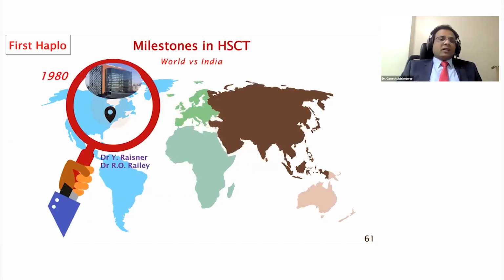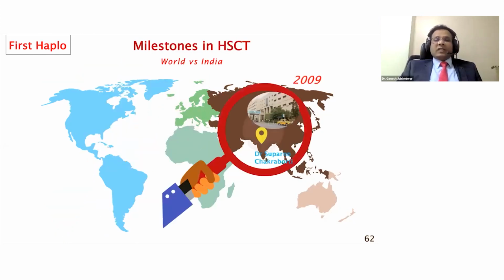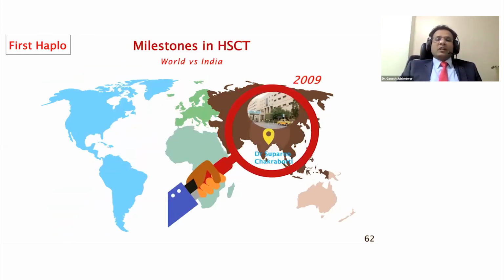So again, the first haploidentical transplant happened in 1980 by Dr. Kaiser Reisner and Richard O'Reilly at MSKCC, New York, whereas the first haploidentical transplant in India was done by Dr. Suparno Chakrabarti in 2009 at Apollo Hospital, Kolkata.